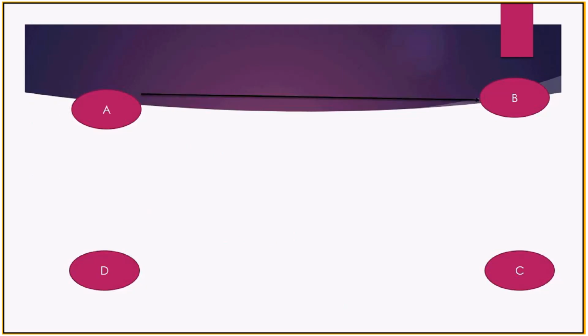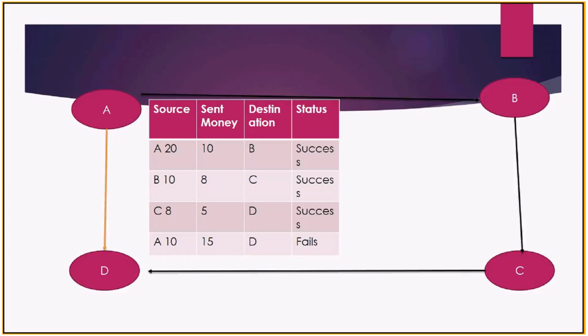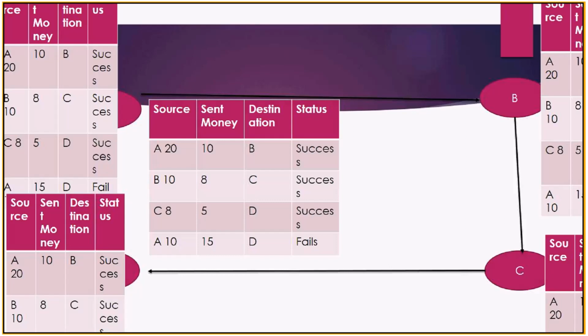Now this is a diagram that I'll show you of how this works. A is transferring money to B, and it gets recorded in the ledger that A is sending money to B. It is a success. Then B is sending money to C, again a success. C is sending money to D, again a success. But now you see A wants to send $15 to D and it fails. When this is in a central location, it looks like this, but when it is on the blockchain, all the nodes have information of what is happening. So there cannot be a duplication of money.